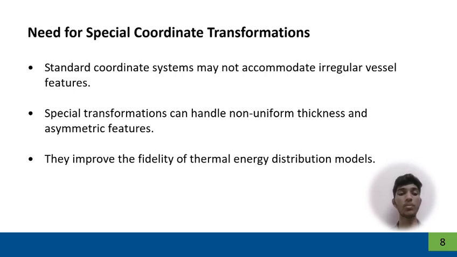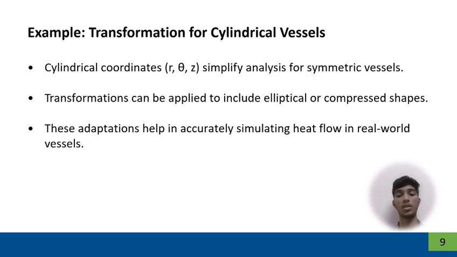Example: transformation for cylindrical vessels. Cylindrical coordinates r, theta, z simplify analysis for symmetrical vessels. Transformations can be applied to include elliptical or compressed shapes. These adaptations help in accurately simulating heat flow in real-world vessels.